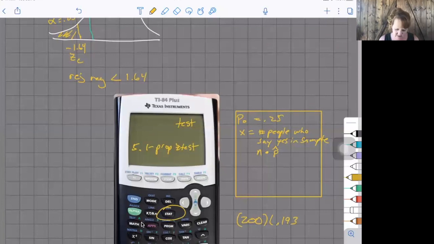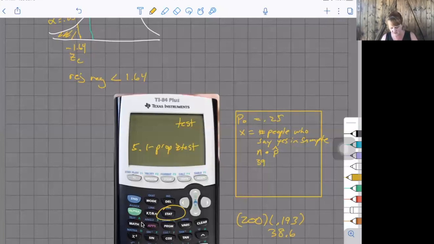And we get 38.6. And we're going to need to round up because it's number of people. Okay, so you can't have a decimal of a person. So X is going to be 39.